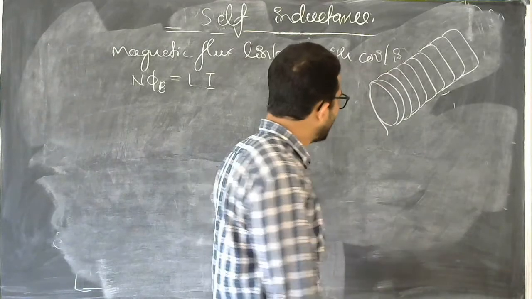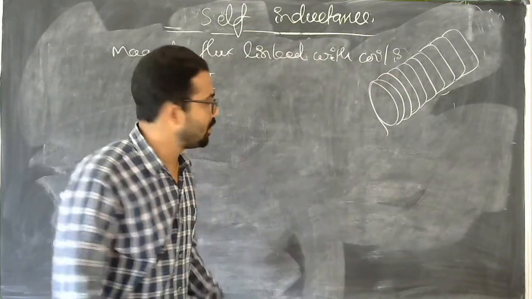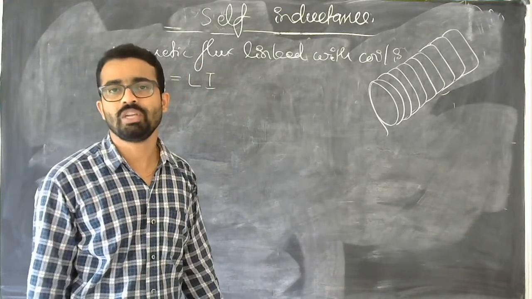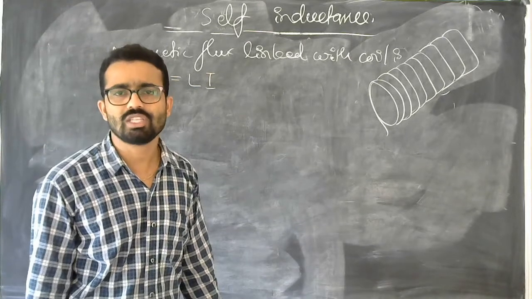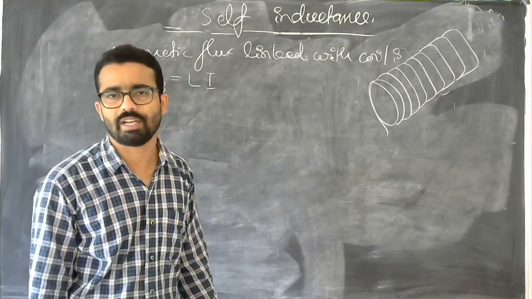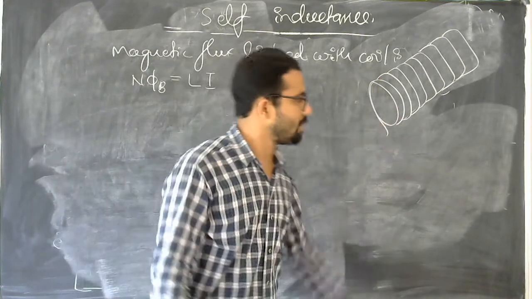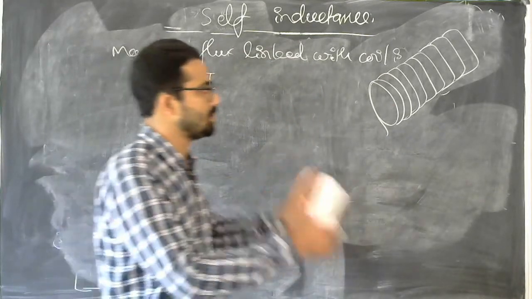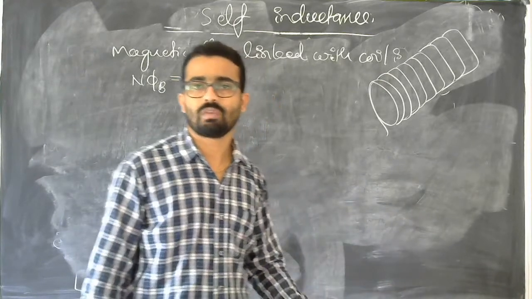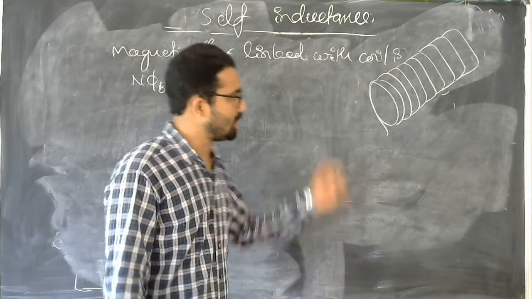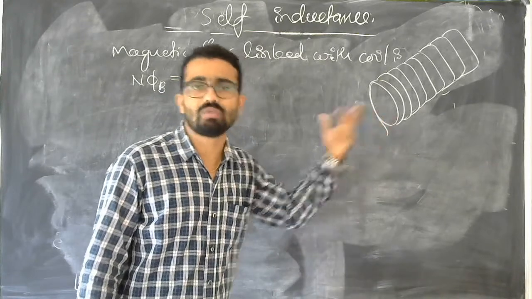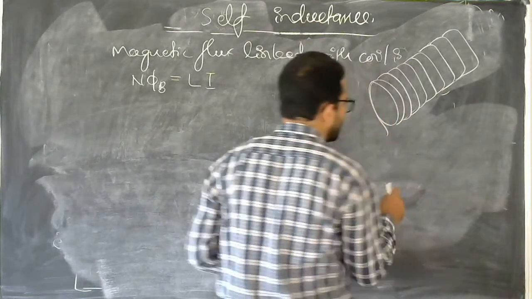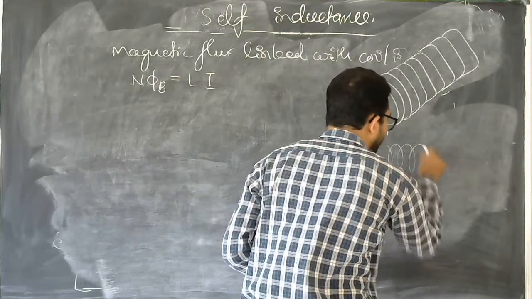I told you that whenever the current flowing through this coil varies, it produces a change in the magnetic field, because moving charges produce a magnetic field. We know this already. So this changing magnetic flux is linked with the same coil, and it will induce an EMF in the same coil. Now, how does this work? That is what we have to see. Let me explain this with a diagram.